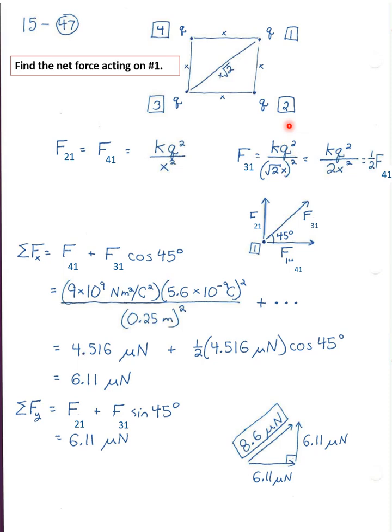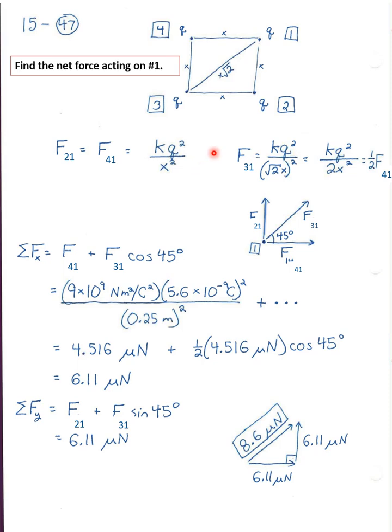So let's figure out first what are all the different forces. So on charge 1, we can see that 2 is pulling on it. It's a charge of q, a distance of x, so kq squared over x squared. We do know what the numbers are. We'll plug those in at the end, but we'll just keep it in its general form now, kq squared over x squared. Now, there's the diagonal bit there.